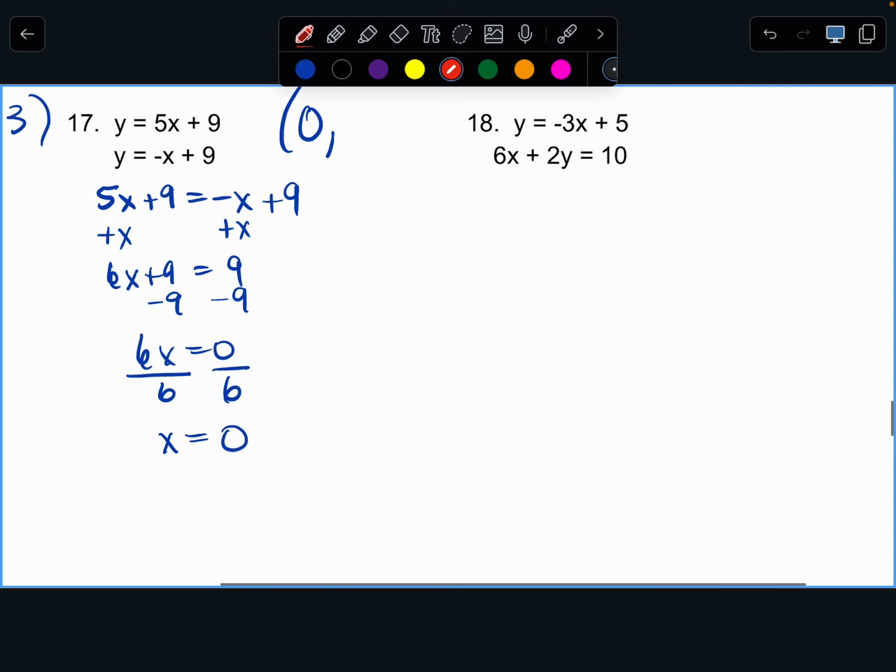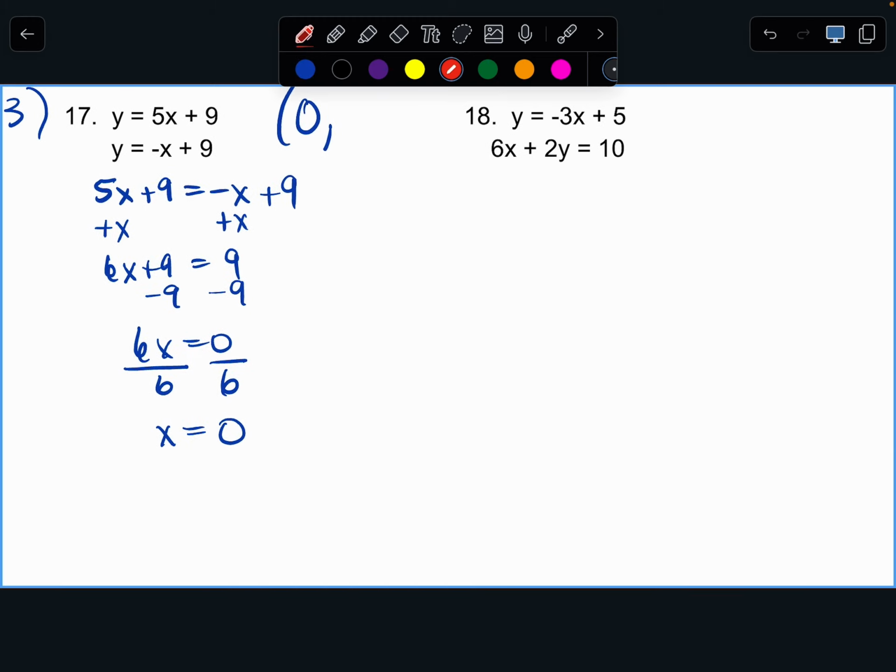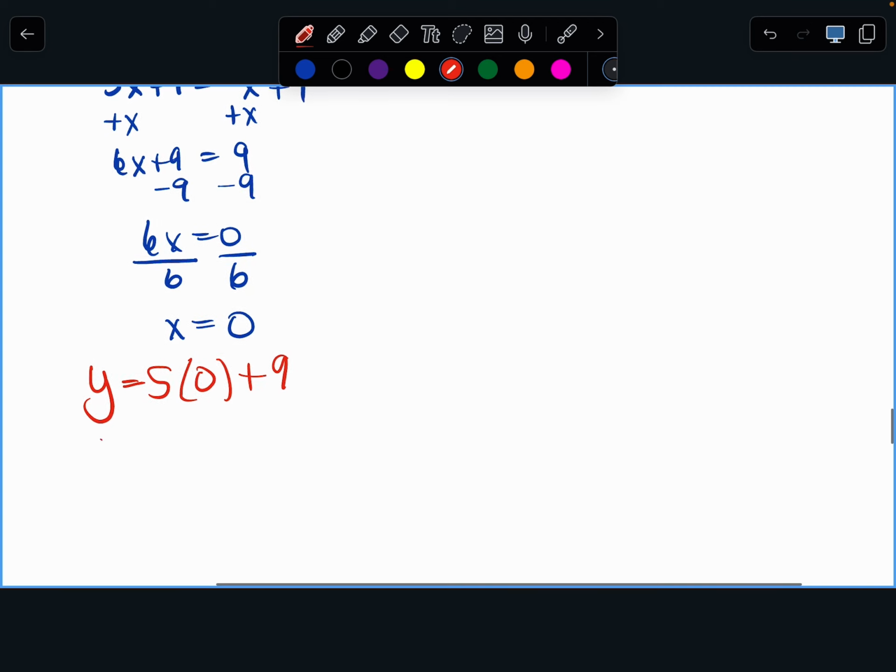My y value, it doesn't matter which one you plug it into. I'm just going to plug it into the first one. I would get y equals 0 plus 9, so y equals 9.